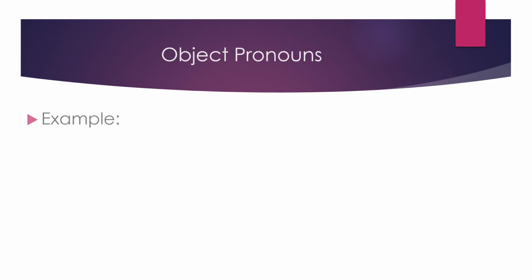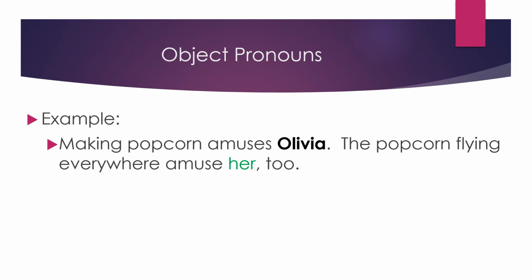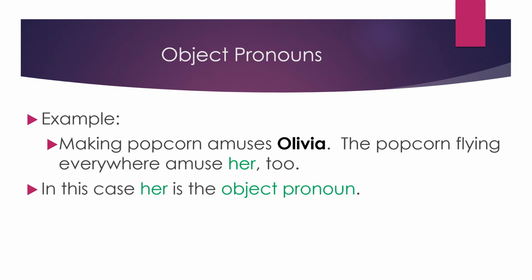Object pronouns. Example. Making popcorn amuses Olivia. The popcorn flying everywhere amuses her. The object pronoun in this sentence is her, which substitutes the word Olivia.